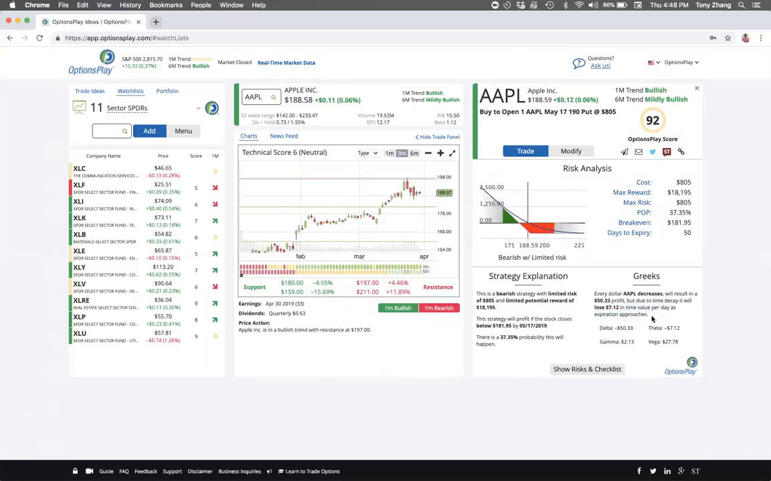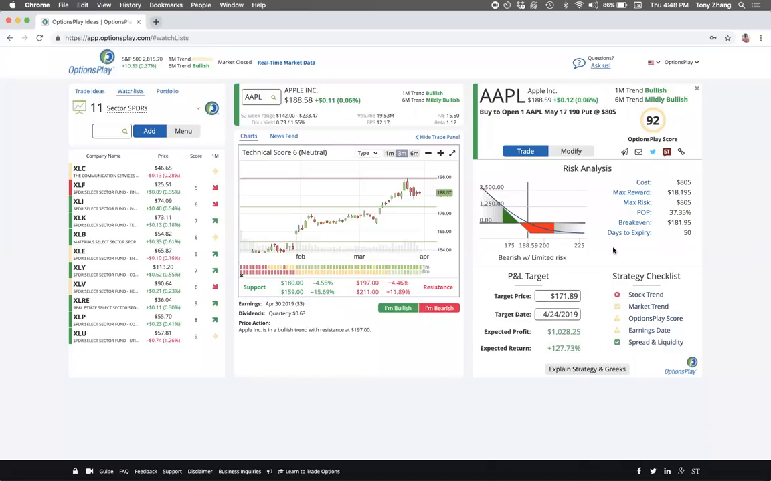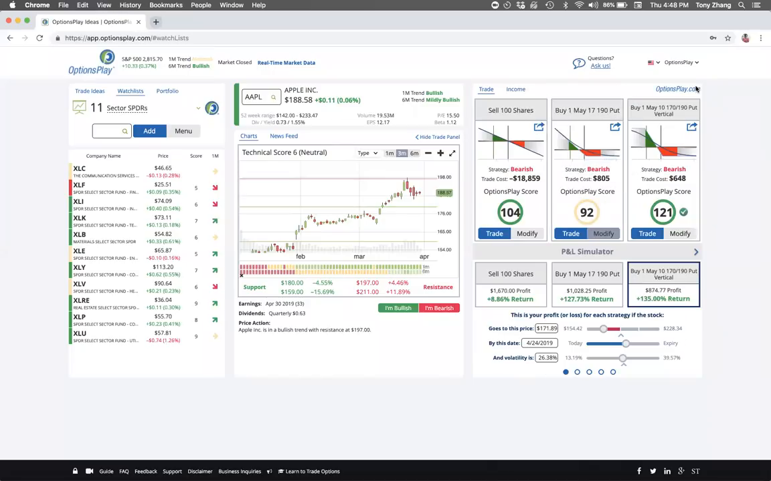So if you want to learn more about the delta and theta of each option, you can do that here at the bottom of your screen in OptionsPlay. But what we really do is we try to take that math away from you and say, well, in reality, you don't think in delta and theta terms. You think that Apple's at 188. I think it's going to go down to 175.